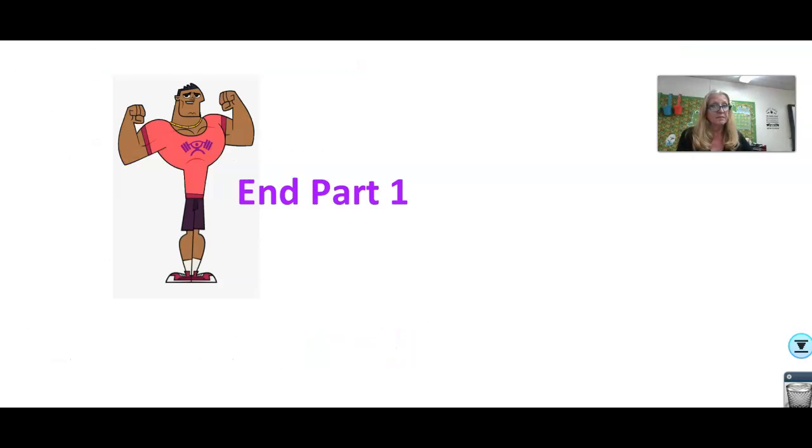That's the end of part 1, raising a power to a power. So that's all you have to remember for this section. When you raise a power to another power, you multiply the exponents.